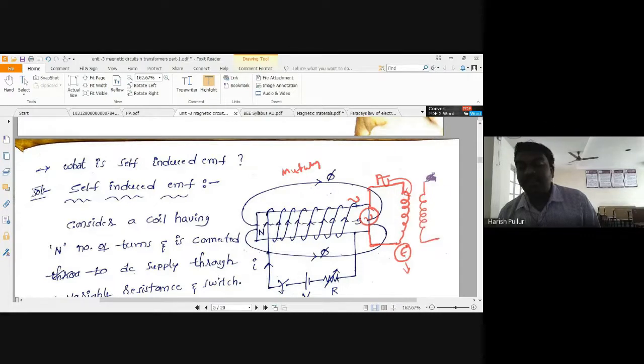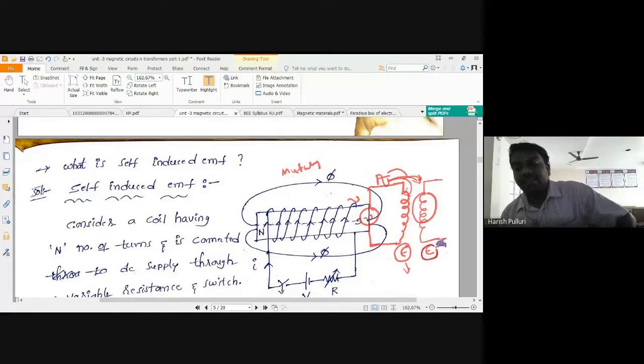That means if we observe nearby the first coil, I am taking a second coil, but I am not connecting any voltage source to the second coil. But what happens here? The flux in the first coil or first circuit, passing through the air, links the second coil also. Now what happens according to Faraday's law?